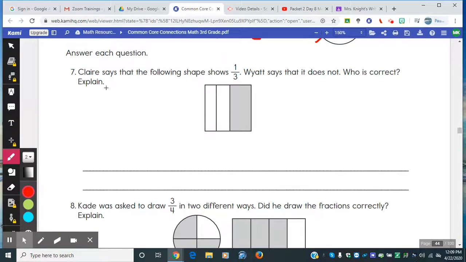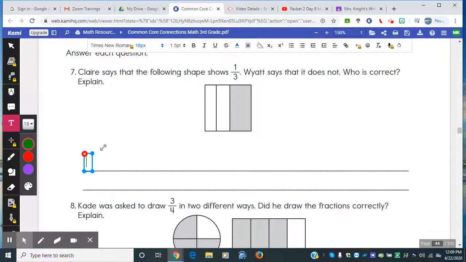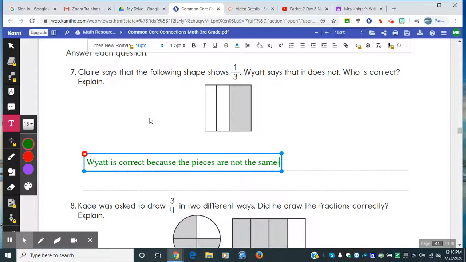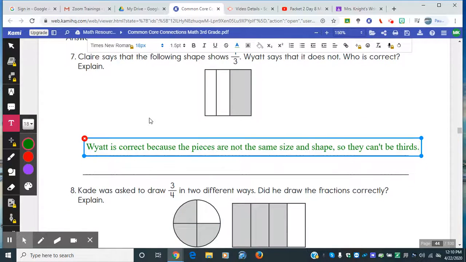So Claire is actually wrong here. This is not 1/3 because the pieces aren't the same size and shape. Wyatt is correct. So we're going to write that as our answer. Wyatt is correct because the pieces are not the same size and shape, comma, so they can't be thirds, which is what Claire was claiming. So that's my answer for 7.